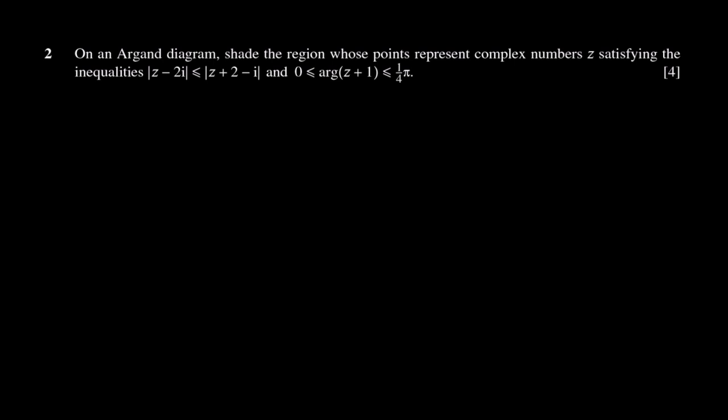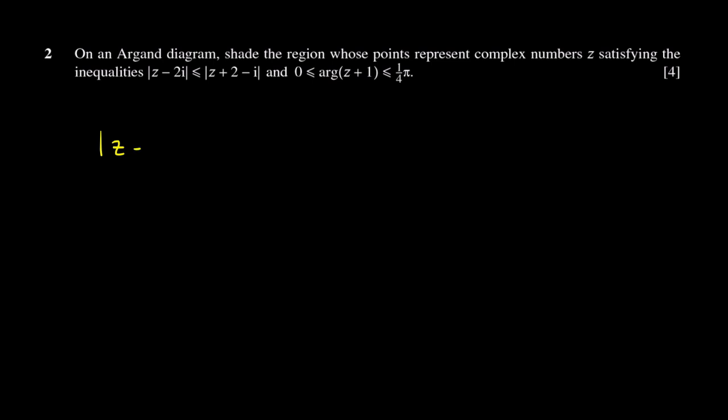Okay, so here we are in question 2. On an Argand diagram, shade the region whose points represent complex numbers satisfying these inequalities. Now, I think before you do this, it's always helpful just to rewrite the inequalities in a way that's going to be helpful. So I'm going to start by doing this.